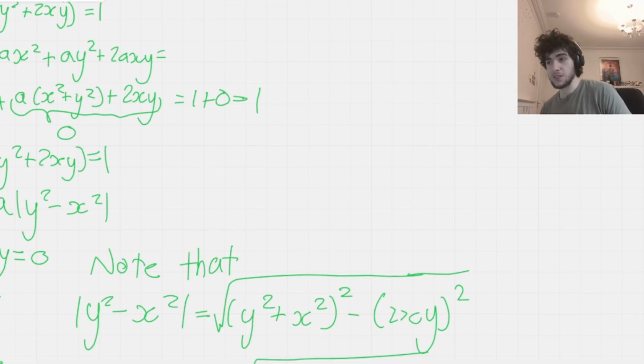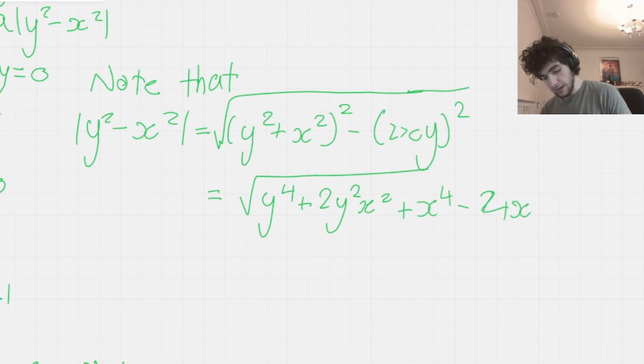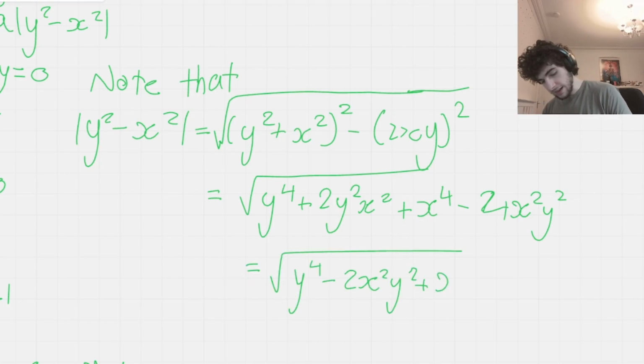And then if you just calculate what that stuff is inside the square root, you're going to get y to the 4 add 2y squared x squared, and then obviously add x to the 4. And then from there we minus 4 x squared y squared. And so when we actually figure out what that is, we're going to get y to the 4 minus 2 x squared y squared add x to the 4, right?